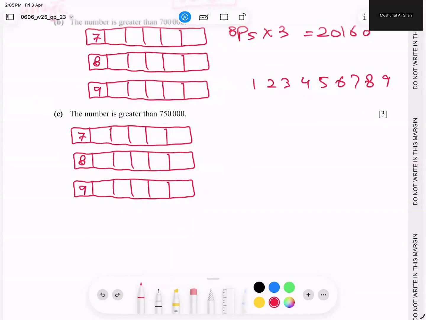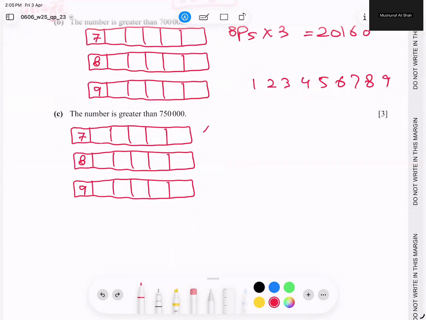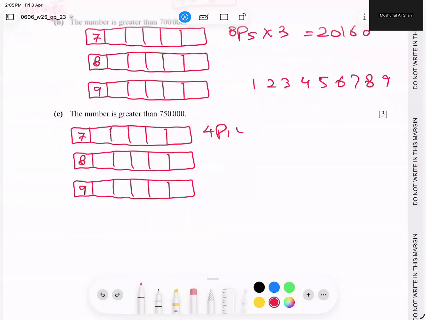How many digits are available for this place? 7 is already consumed, so it is not available. 1, 2, 3, 4. So 4 digits are available for the first place. So I'm writing here 4P1. This 4P1 comes in the first place. Let's say 7 is consumed here and 6 is consumed here. How many digits are left behind? 1, 2, 3, 4, 5, 6, 7, and 4 places. 7P4. I think the point is very clear.